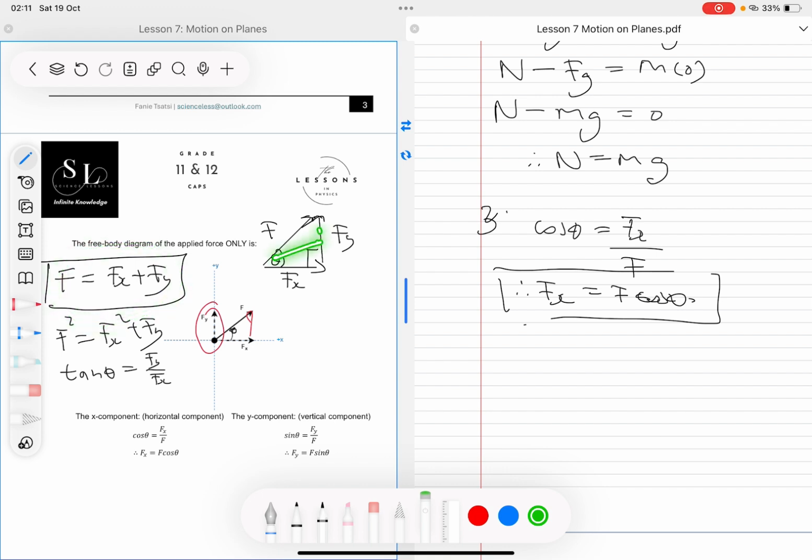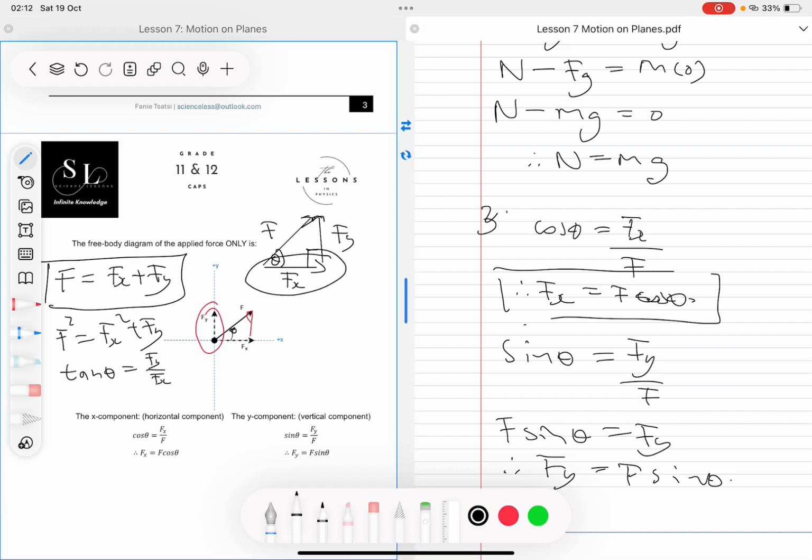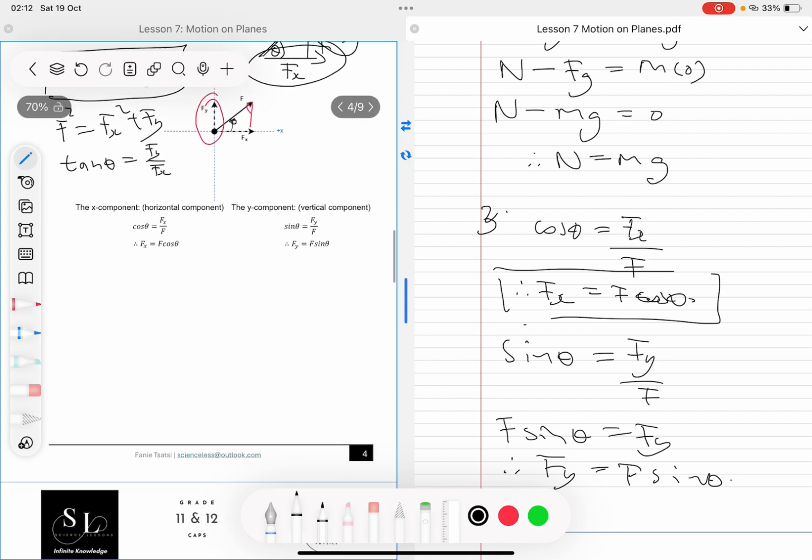Then if you say opposite over the hypotenuse, that will be the trig ratio sine, right? We'll have the sine of theta is equal to Fy over F. Then when we cross multiply, it will give me F sine of theta is equal to Fy. So this means Fy is equal to F sine theta, right? So now that's how you will find the components of this resultant vector here, or resultant force.